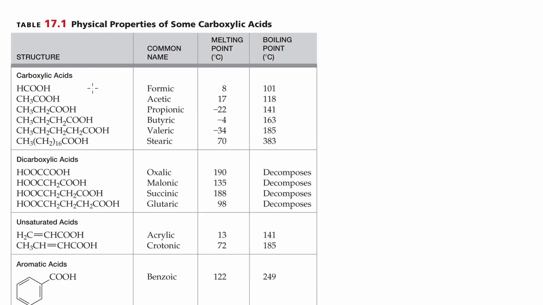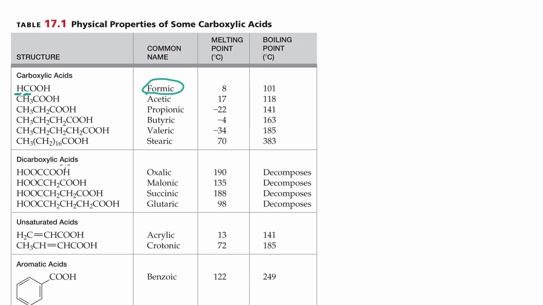Okay, here's a table that shows some of the physical properties of some of the carboxylic acids. And so here, the simplest is formic acid. It has a hydrogen bonded to the carboxyl carbon. Of course, acetic acid, propanoic, and so on. And here we can see the boiling points. And we see the boiling points increase with the number of carbons.